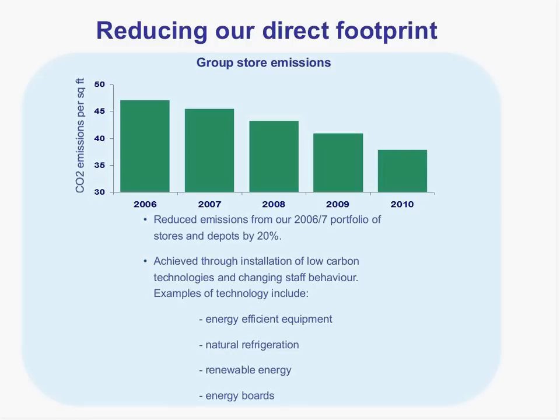This is a little bit older, but it shows you some of the results of our efforts in reducing our carbon. In 2010, we had a 20% reduction in emissions, and the way that we did that was through a large amount of capital spend on energy technology, natural refrigeration, our renewable energy schemes, and of course making sure that we look at our routines and behaviours, and one of the main tools for that was the energy boards.